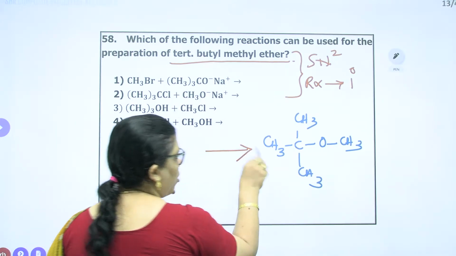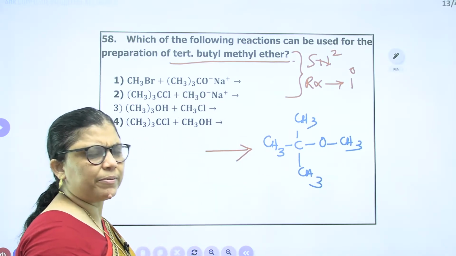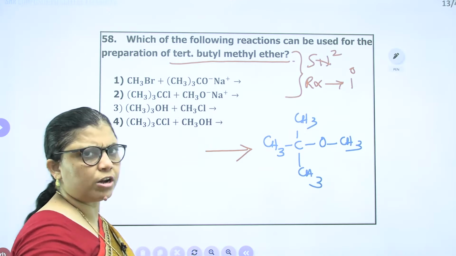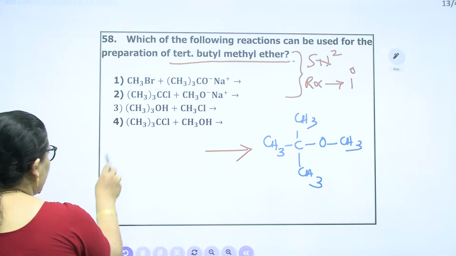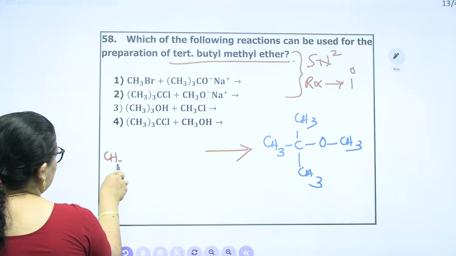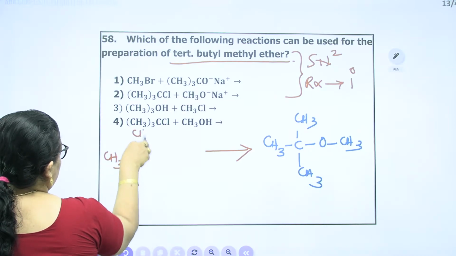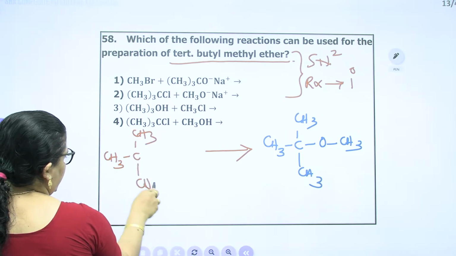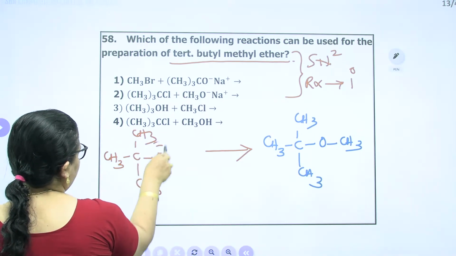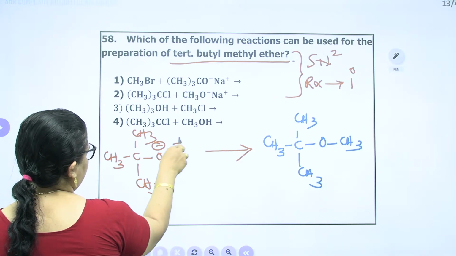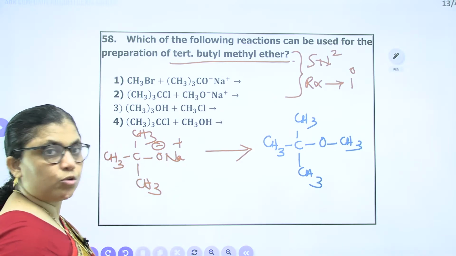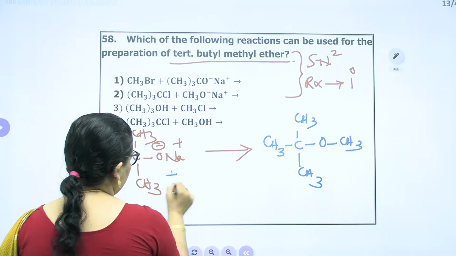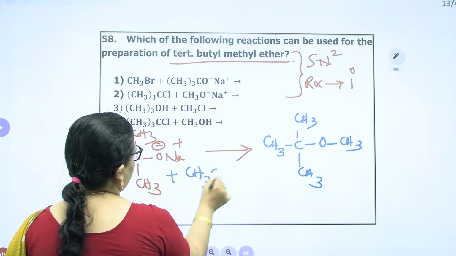It means that the alkoxide may be anything: primary, secondary, or tertiary alcohol. We are not at all worried about that; we are worried only about the alkyl halide. Therefore, I will take CH3, C(CH3)2, CH3, O minus Na plus, tertiary butoxide, along with methyl chloride.